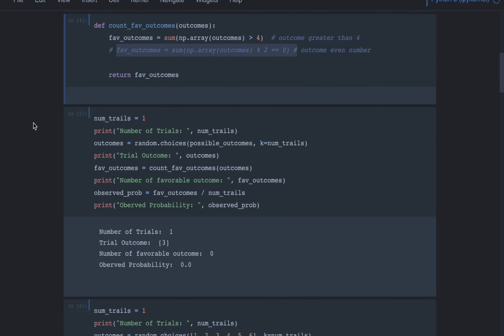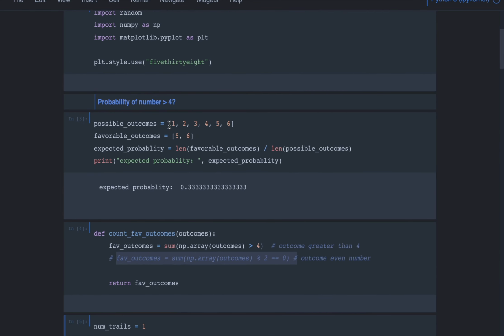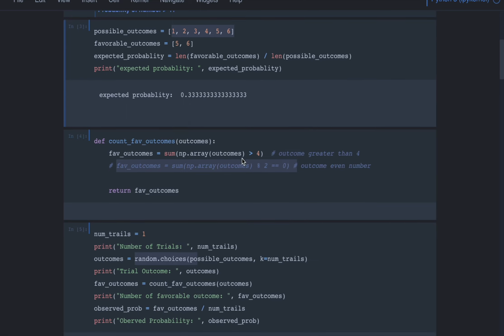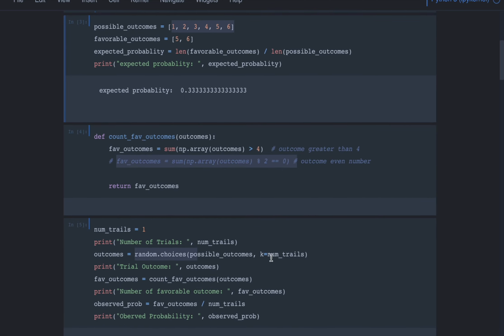So let's start with just one trial. So here we are rolling the die only once, and as we have seen in the previous videos, we are using this random choice function to which we are passing all the possible outcomes, and then we are sampling from this using this number of trials.